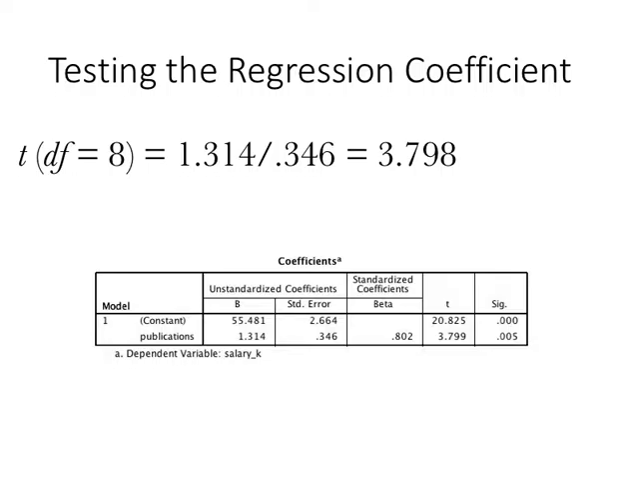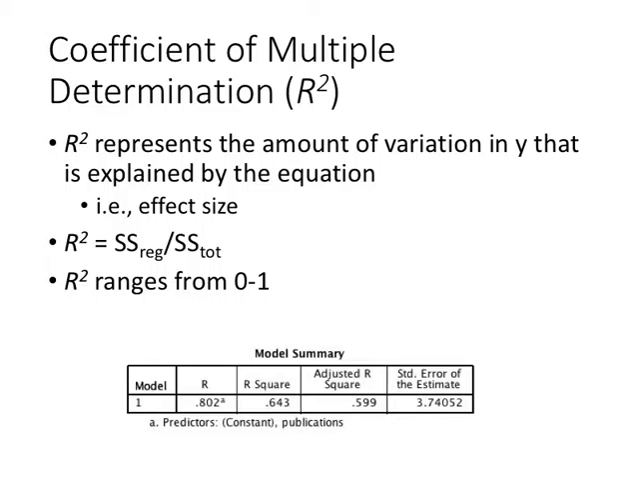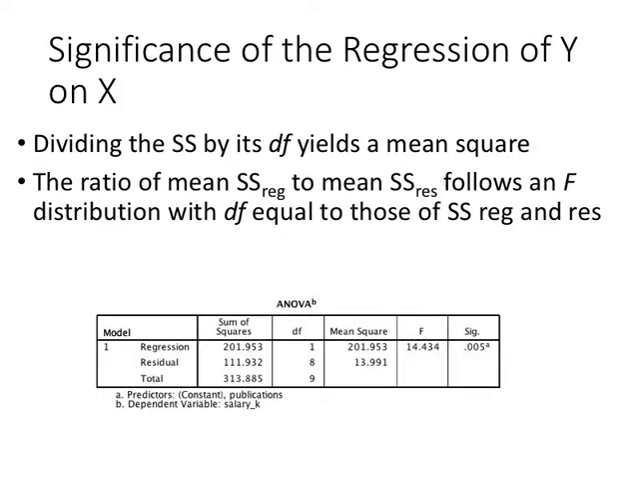What is it, Chris? 201.953. The square of 3.799? Oh, sorry, I didn't... 14.43. What is it? 14.43. And so that 14 is the same 14 as we get right here.